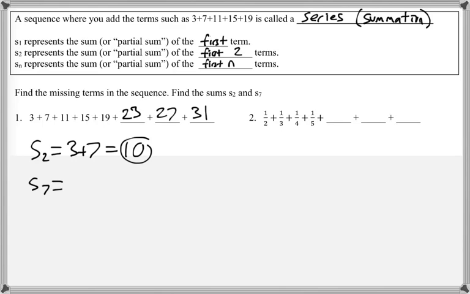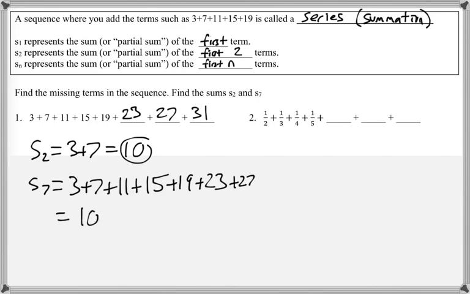S7 wants you to add up the first 7 terms in this series. So that would be 3 plus 7 plus 11 plus 15 plus 19 plus 23 plus 27, and that's going to get you 105. So they could ask you other sums. They could ask you like S3, which would be the first 3. They could ask you S5, which would be the first 5 terms. But on these questions, they're just asking for S2 and S7.